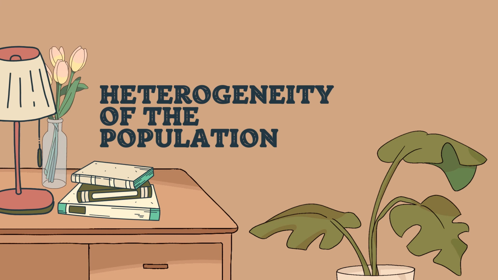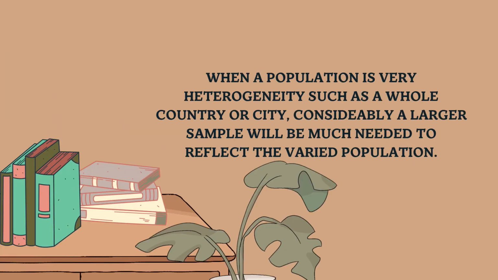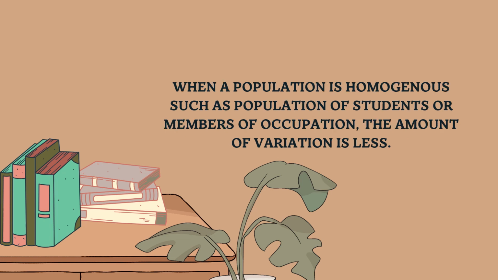Heterogeneity of the population. Another consideration is the homogeneity and heterogeneity of the population from which the sample is to be taken. When a population is very heterogeneous, such as a whole country or city, a larger sample will be needed to reflect the varied population. In contrast, when a population is homogeneous, such as a population of students or members of an occupation, the amount of variation is less, therefore the sample can be smaller.